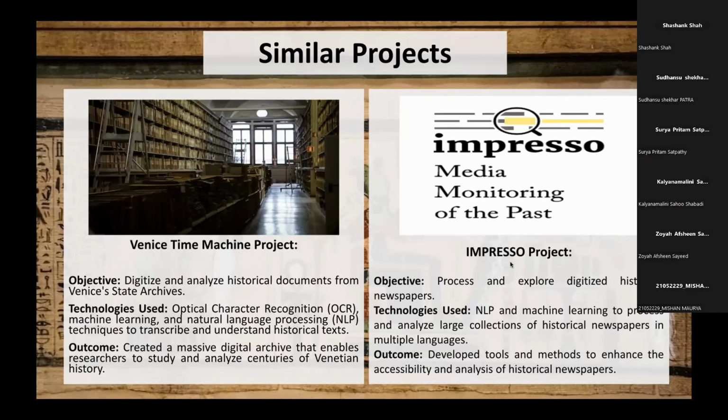And also there is this other project called the Impresso project, which helps us get a large domain from old newspapers. This also utilizes NLP and machine learning to analyze large collections of data from multiple languages, and then they have made this incredible storage of historical newspapers which people can view and also study. So these are the projects which are in the market.